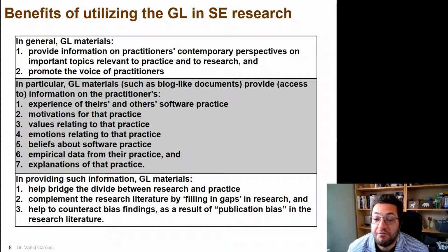Benefits of GL in software engineering. There are countless benefits. In general, GL materials can provide information on practitioners' contemporary practices, what they're doing in every area of software engineering. They could provide real information on practice experience, motivations, values, emotions, etc. And at the end of the day, those GL materials will really help bridge industry and academia, so research and practice, and so on.